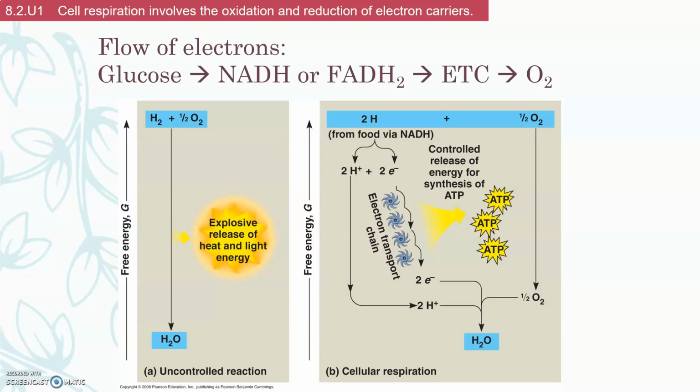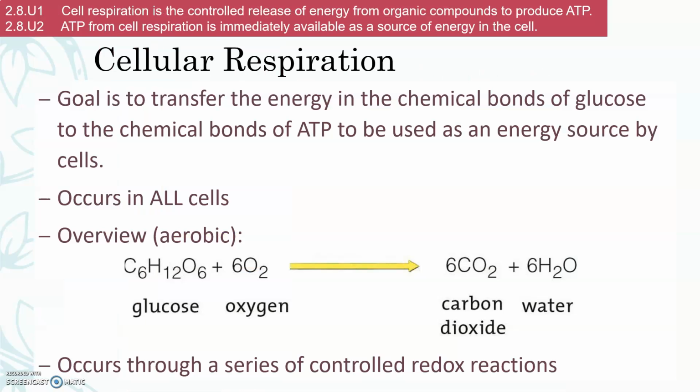So if we look at the second diagram, it's the same process of combining hydrogen and oxygen. However, this time we are passing electrons through a controlled series of redox reactions, and eventually oxygen will be capturing those electrons. With each transfer of electrons, a tiny bit of energy is released instead of an explosive amount of energy. This tiny bit of energy that is released can then be used to synthesize ATP, which is the ultimate goal of cellular respiration again.